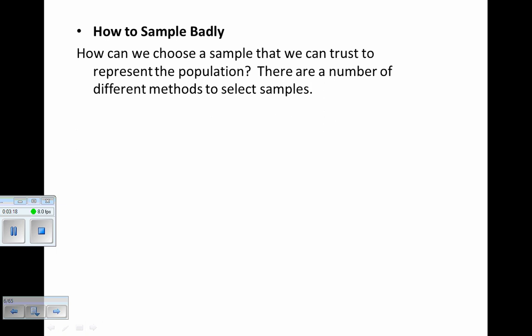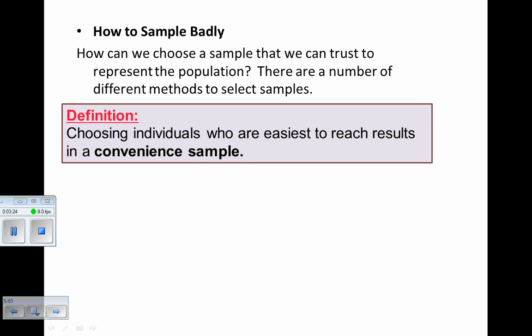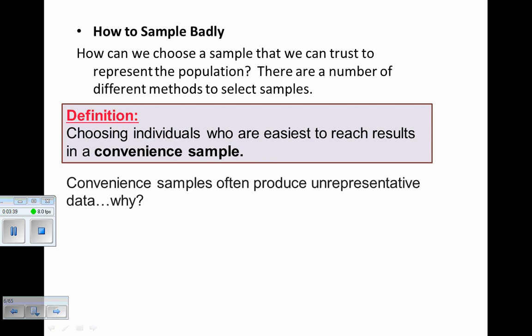So how can we choose a sample that we can trust to represent the whole population? Choosing individuals who are easiest, kind of what I was describing, that would definitely be a convenience sample. We do not want to do this. So a convenience sample is bad, just because it's easiest for the person who is taking the survey or doing the experiment. So you do not want a convenience sample.